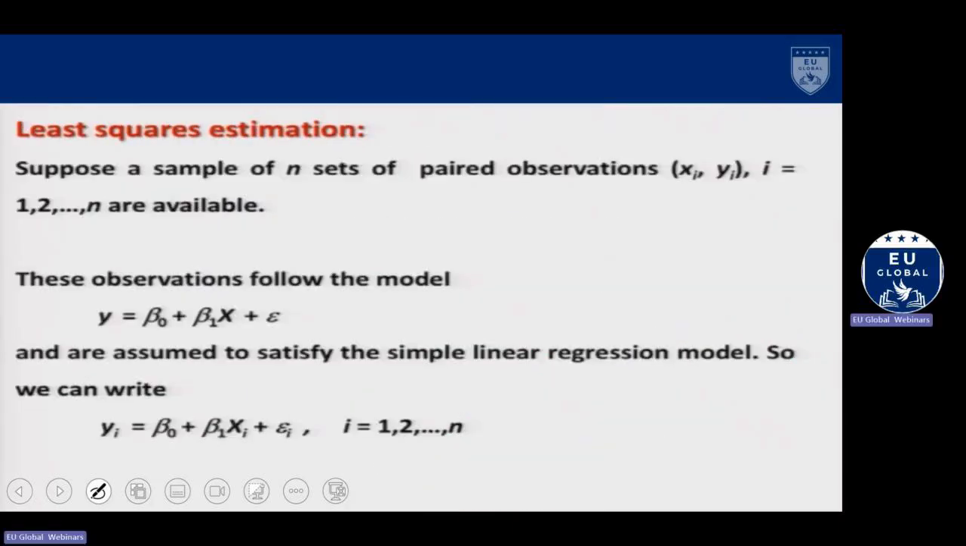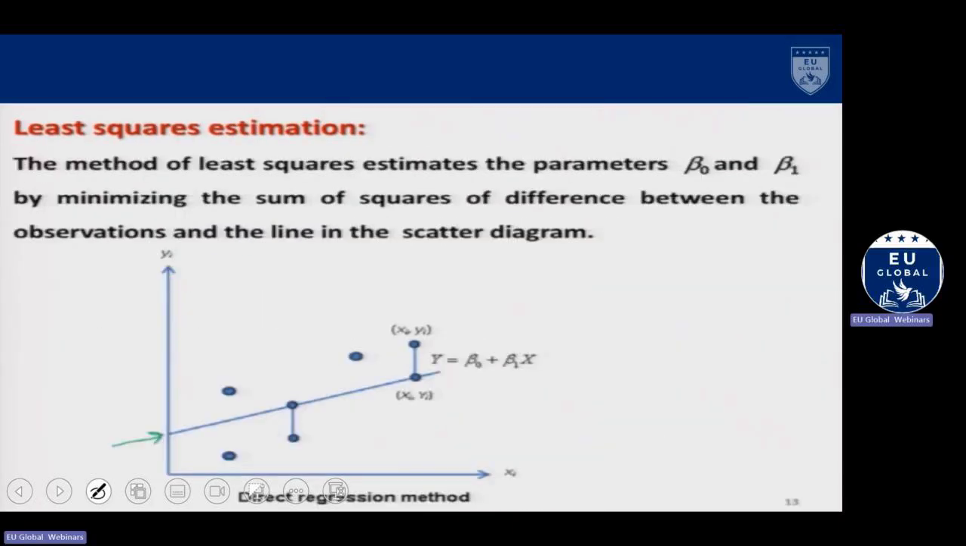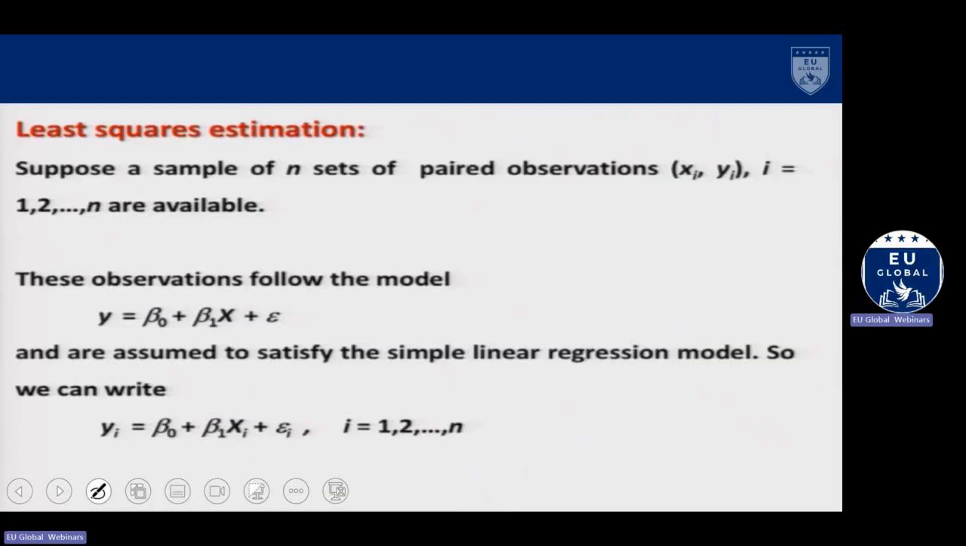So the first method is least square estimation. We will be just talking about this method, which is called least square estimation. So what does it basically represent?